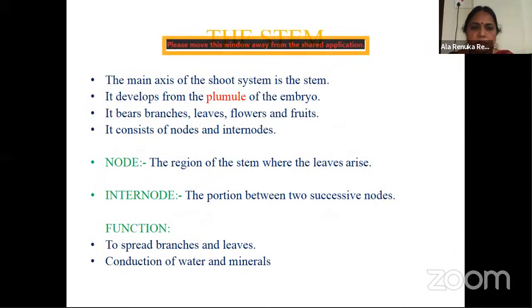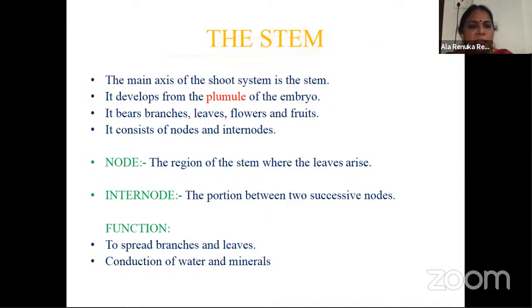And the shoot system, that is the stem. The part of the plant which grows above the ground is called the shoot system, which includes everything. The main axis of the shoot system is the stem, which develops from the plumule of the embryo. It bears branches, leaves, flowers, and fruits.